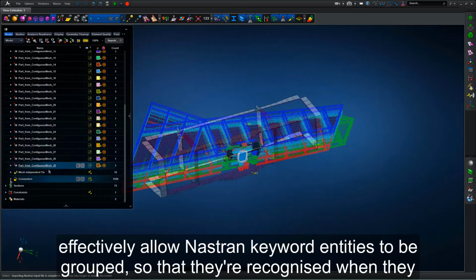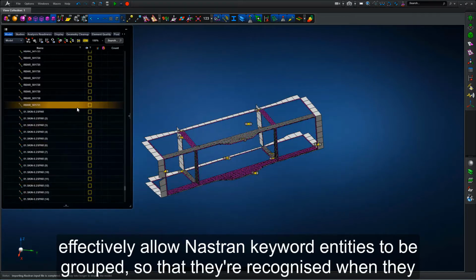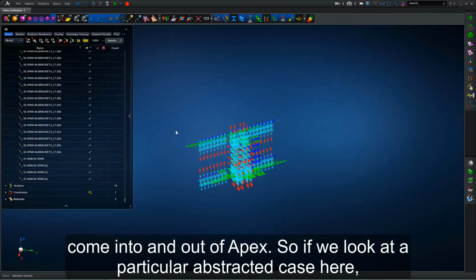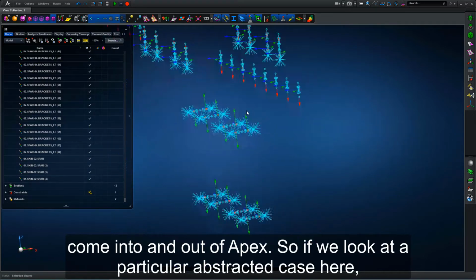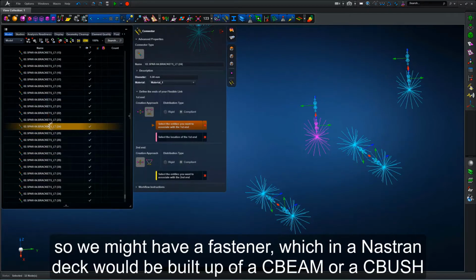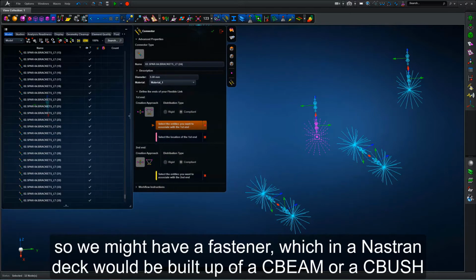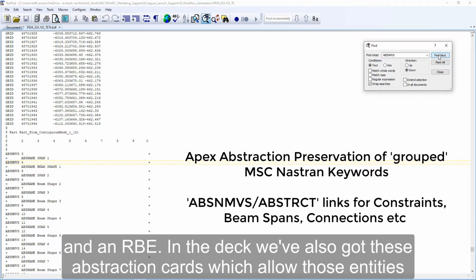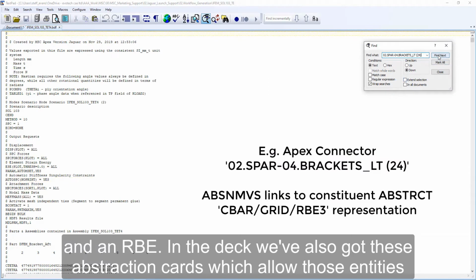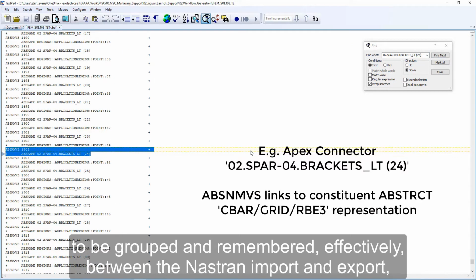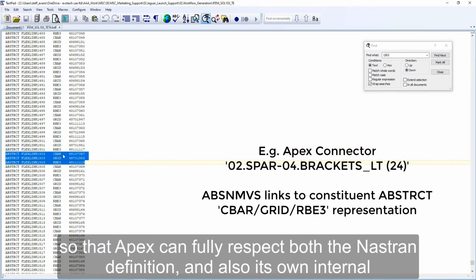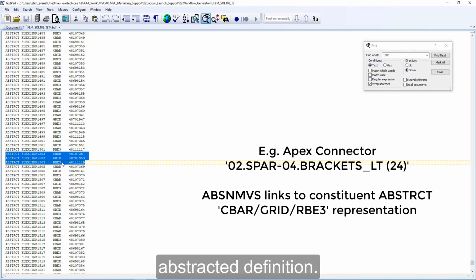The abstraction cards effectively allow Nastran keyword entities to be grouped so that they're recognized when they come into and out of Apex. So if we look at a particular case, an abstracted case here, we might have a fastener, which in a Nastran deck would be built up of maybe a C-beam or a C-bush and an RBE. In the deck we've also got these abstraction cards which allow those entities to be grouped and remembered effectively between the Nastran import and exports, so that Apex can fully respect both the Nastran definition and also its own internal abstracted definition.